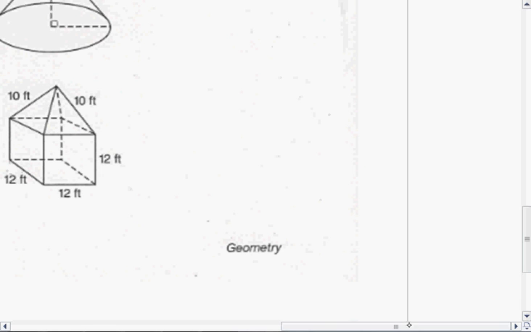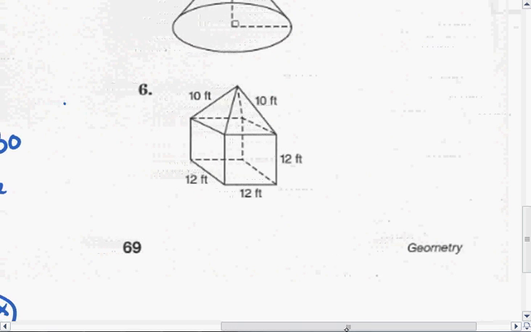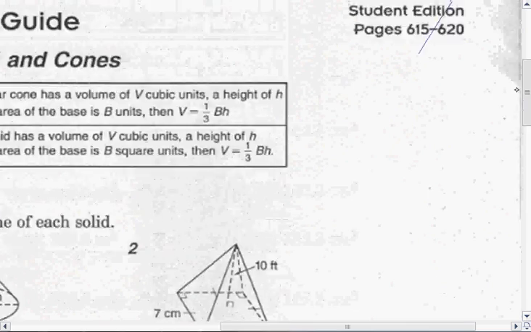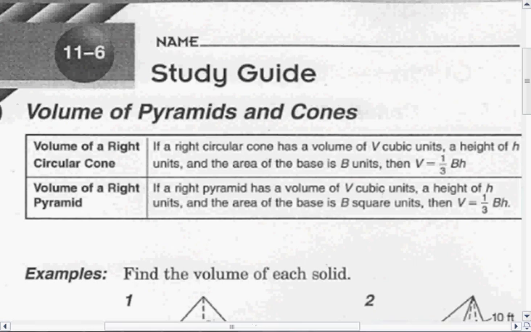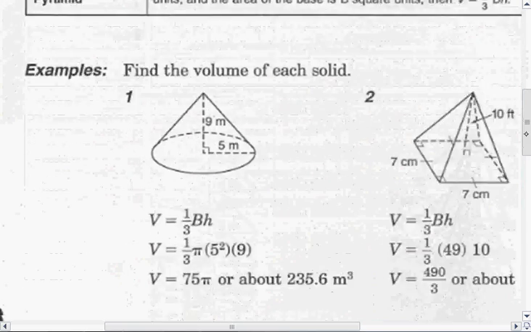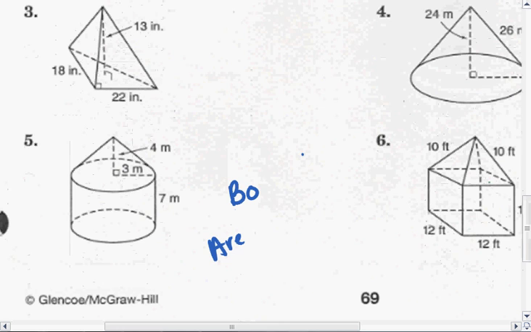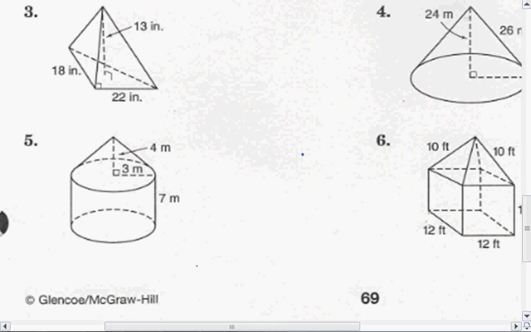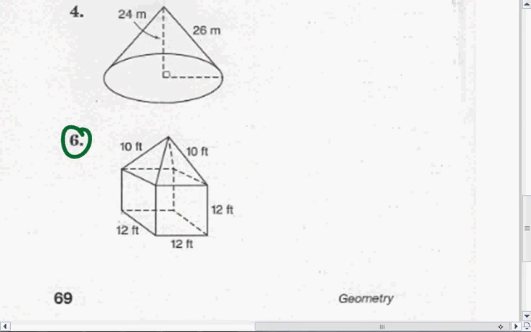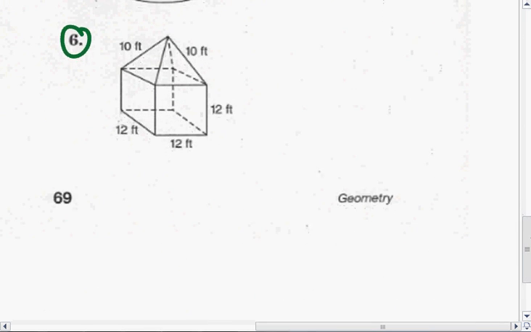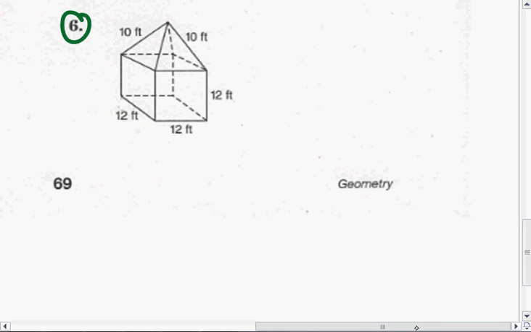Hello, we're going to take a look at a problem from the pyramid and cone handout we were working on in class today, the volume of pyramids and cones. And we're going to look at problem number 6, sort of down towards the bottom. Many people were having questions on number 6, so I think it's worth spending some time on.